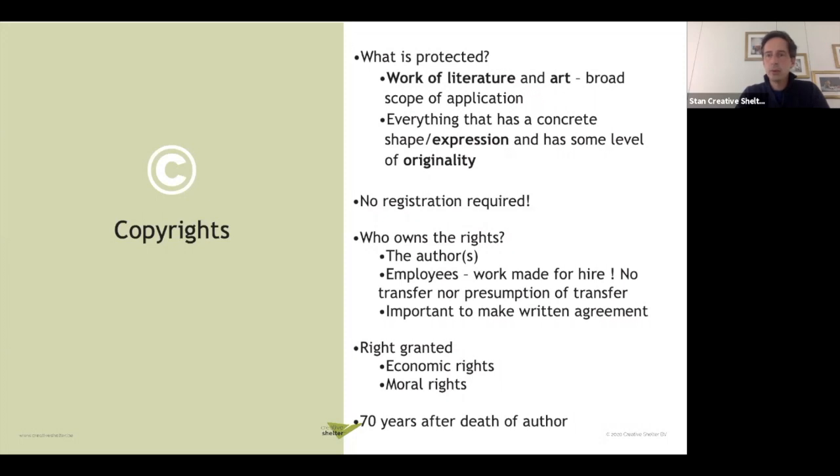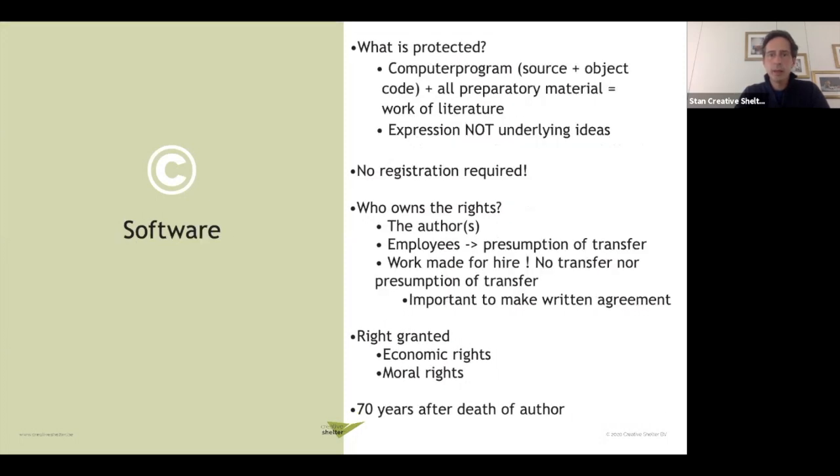So that's important. So very quickly, I go through that. Software, also very important. A lot of people are working in the software sector, in the IT sector. So what is protected here and how do we protect it here in Europe? What is protected is a computer program, which means the source code and the object code.